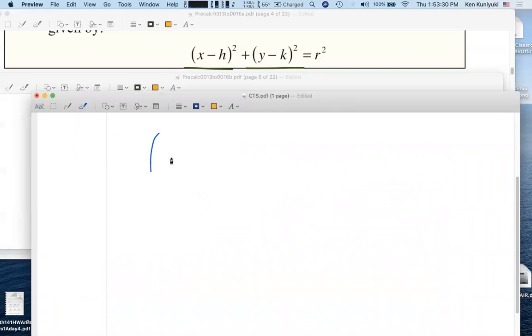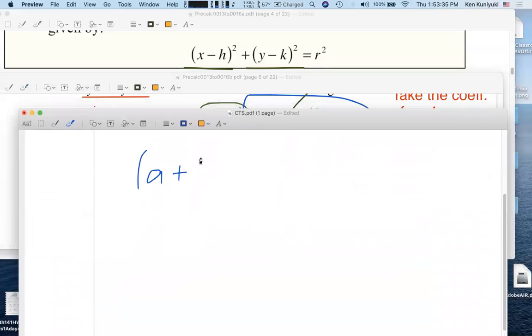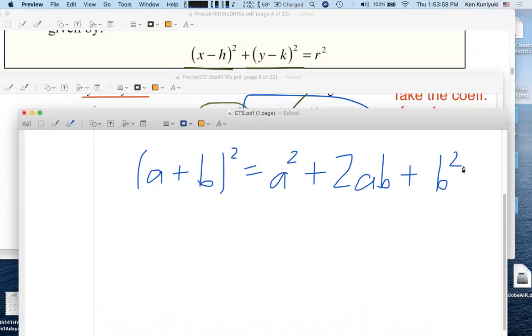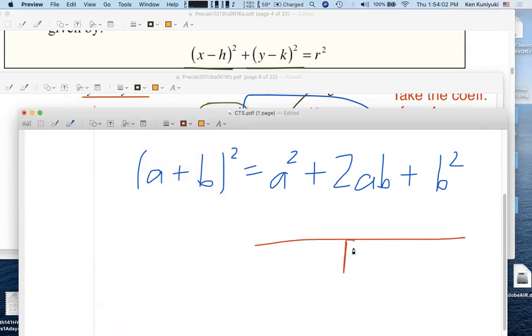Okay, so consider a plus b all squared. The square of this binomial will be, careful, it's not a squared plus b squared, it's a squared plus what? Plus twice the product of the two terms, plus 2ab, plus now your b squared. And that thing there is going to be our perfect square trinomial.